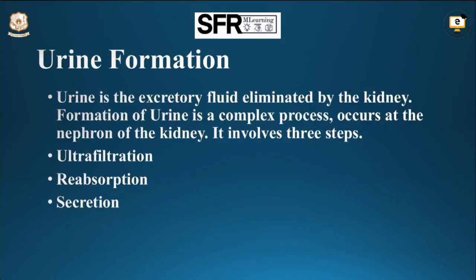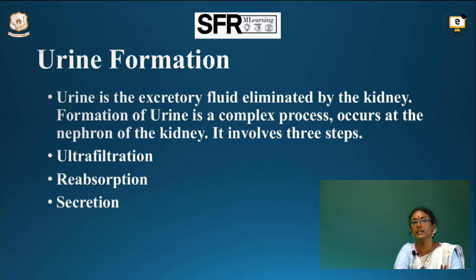So for urine formation, urine is an excretory fluid that is eliminated by the kidneys. This urine contains all the metabolic waste products from the human body. These include urea, creatinine, uric acid, and many other waste products from metabolism, and these are excreted by the kidneys. It involves 3 steps: ultrafiltration, reabsorption, and secretion.